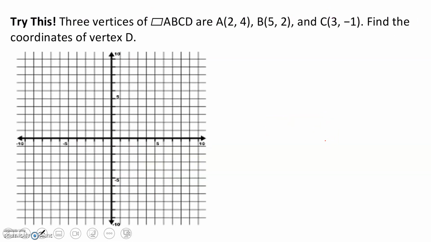Three vertices of parallelogram ABCD are A at 2, 4, B at 5, 2, and C at 3, -1. Find the coordinates of vertex D. Pause the video, give it a try. Compare your answer with a neighbor when you're done.